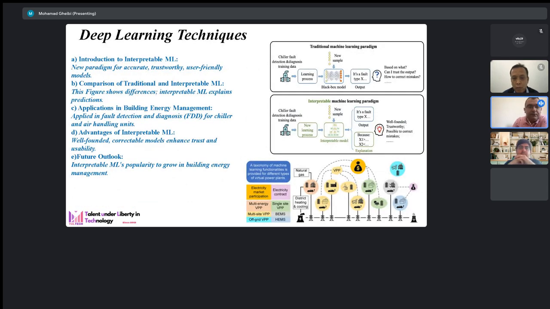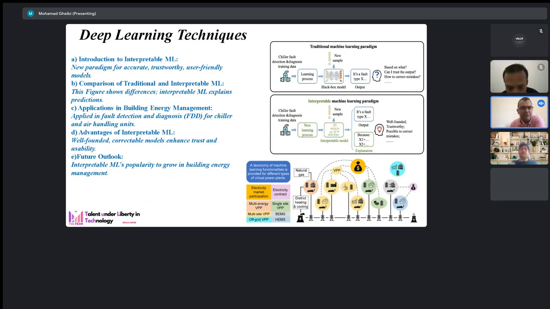Okay, let's continue. Here is how we can implement and compare the traditional and the machine learning paradigm, and how the system works. We can show a brief introduction to interpretable machine learning. Here we can see a new paradigm of accurate, trustworthy, user-friendly models. Also, we need to check the comparison between both methodologies, the traditional and the machine learning prediction, and the application in building energy management.